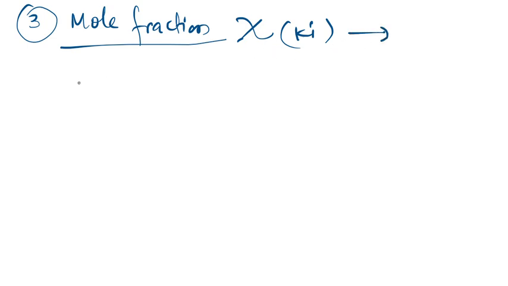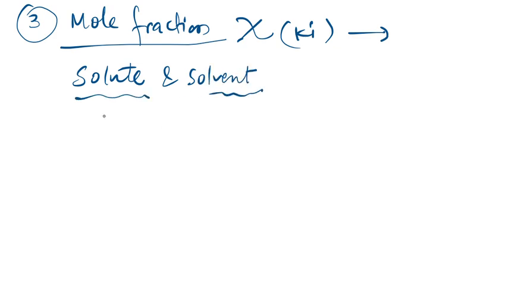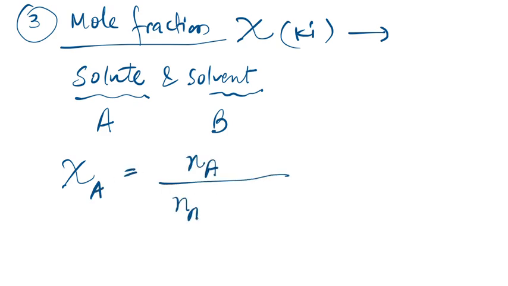So mole fraction of both, that is solute and solvent. In a solution there are basically two components, na, solute and solvent. So we can calculate mole fraction of solute or mole fraction of solvent. If we denote solute as A and solvent as B, so mole fraction of solute is equal to number of moles of solute divided by number of moles of solute plus number of moles of solvent. Okay, mole fraction is a fraction basically of moles of that component to the total moles.